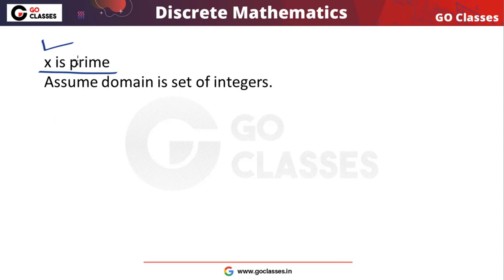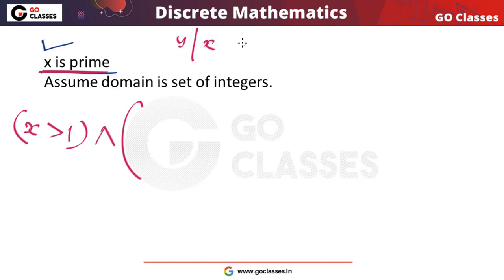So first of all, x is prime. It means first of all x must be greater than 1, because 1 is not a prime number, right? And now we can say that if anything divides x, because x is prime, if y divides x, then what should happen? Then this y should be either equal to 1 or this y should be equal to x. So this is the definition. This is what we need to write.